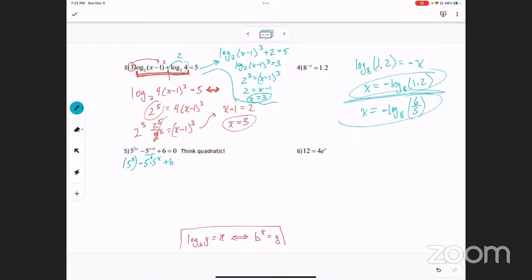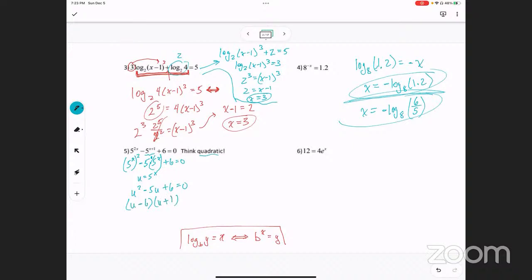And I'm going to rewrite this as 5 to the x, squared. Do you see how I have a 5 to the x and a 5 to the x? Let's call u 5 to the x, just so you can see it better. It's kind of like saying u squared minus 5u plus 6 equals 0. In fact, it's exactly saying that. This is called u substitution. So now I can factor this equation. It's a quadratic, right?